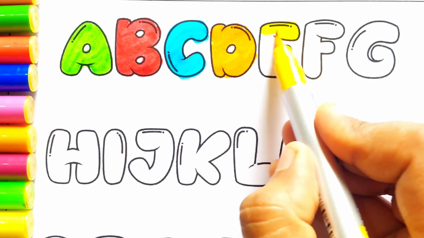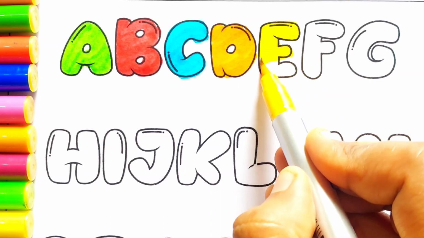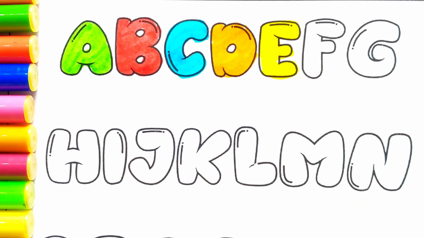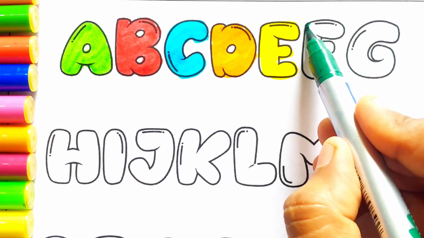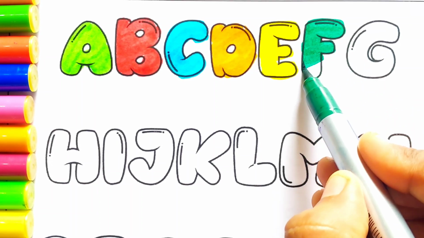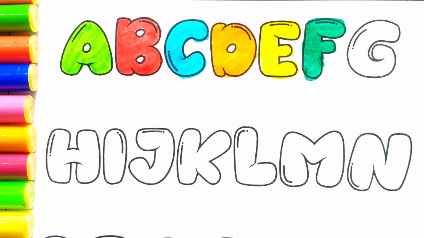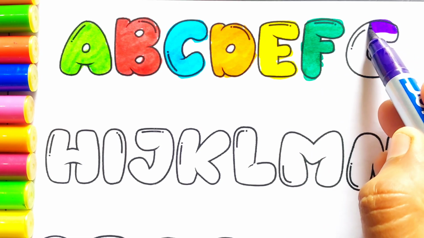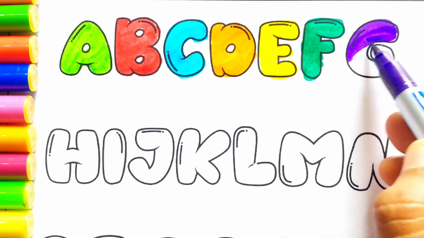E is for elephant. F is for fish. G is for gun.